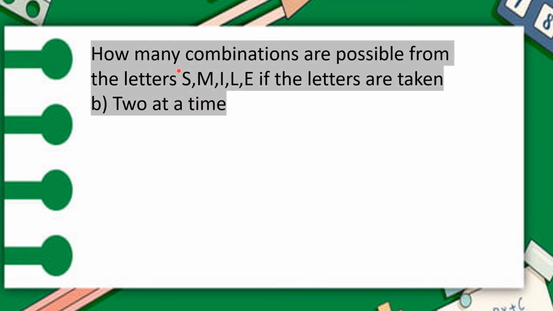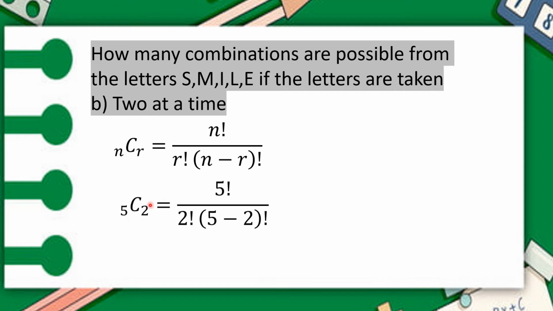Next problem, how many combinations are possible from the letters SMILE if the letters are taken 2 at a time? So this problem is same with the problem a while ago, but this time we're going to take 2 letters at a time. So it means we're going to solve again for the combination, and the value of n is 5 and r will be 2 this time because we're going to take 2 at a time. So substituting with this formula, yung n natin will be 5 and r will be 2.